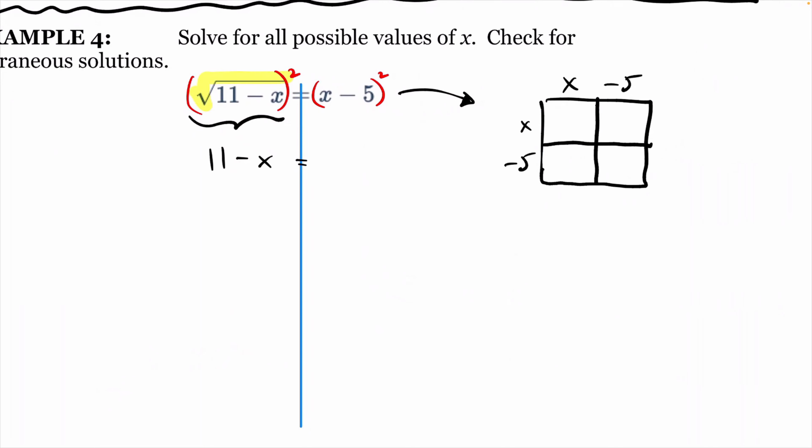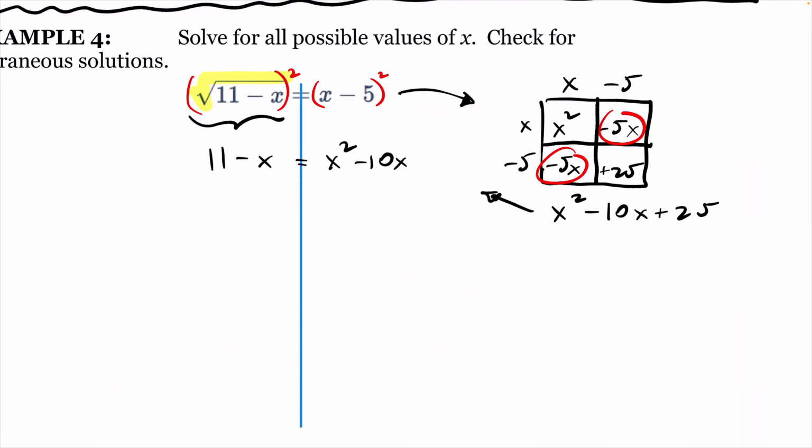Okay, then we multiply. X squared, negative 5x, negative 5x, positive 25. Combine like terms. We get x squared minus 10x plus 25. Move it back in. It's got an x squared. So it's either going to be a binomial or a trinomial.